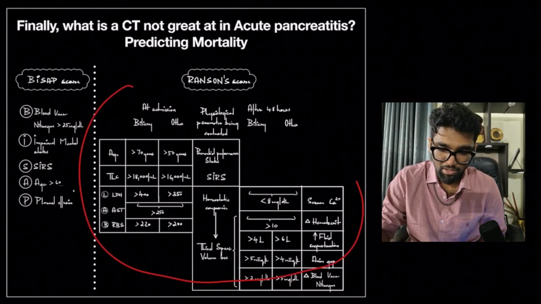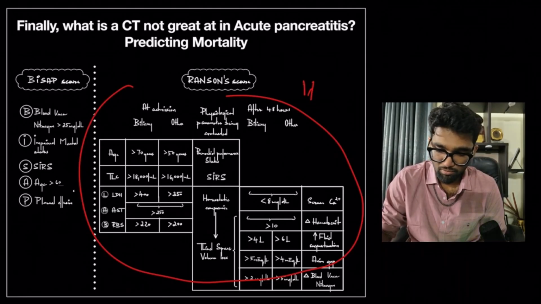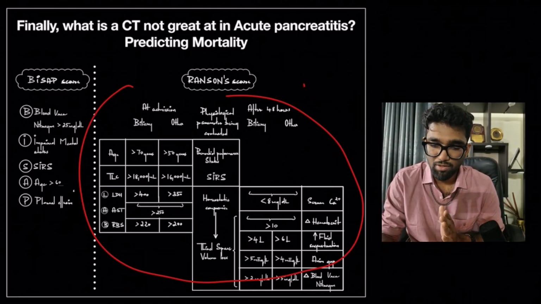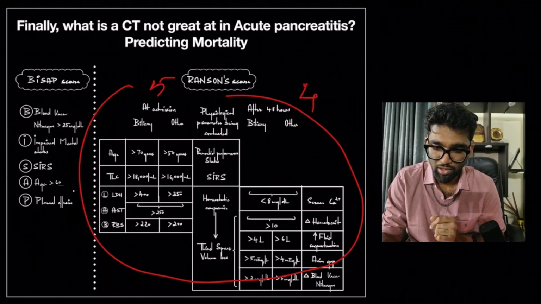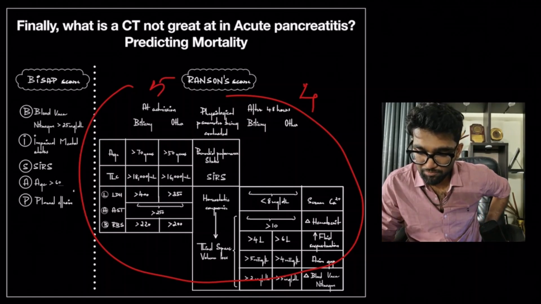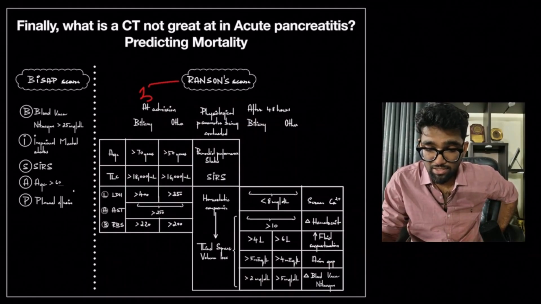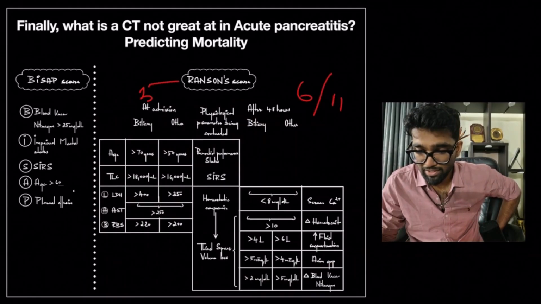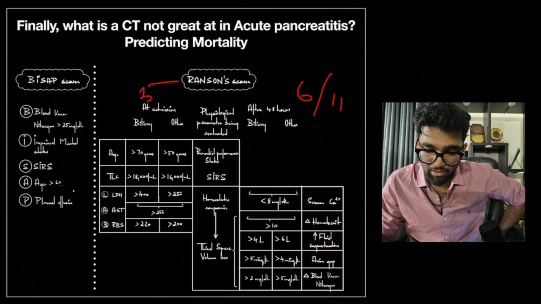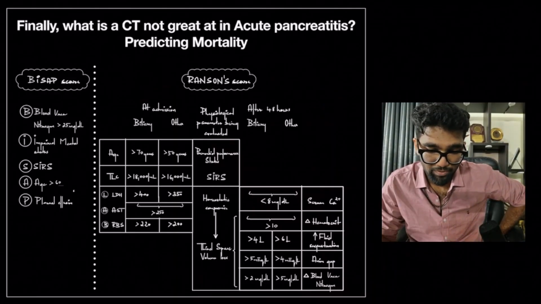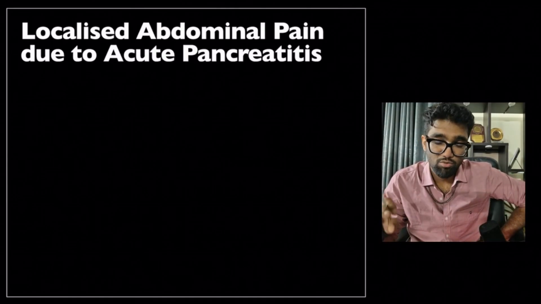There are 11 parameters here, 11. Out of which only 5 are measured initially, and the remaining 6 are quantitated later. Whereas in BISAP, 5 are quantitated initially, and the remaining are quantitated later. Okay, and finally we've got your BISAP score, and based on this we can classify pancreatitis into mild, moderate, and severe. The parameters included in the two scoring systems are important.